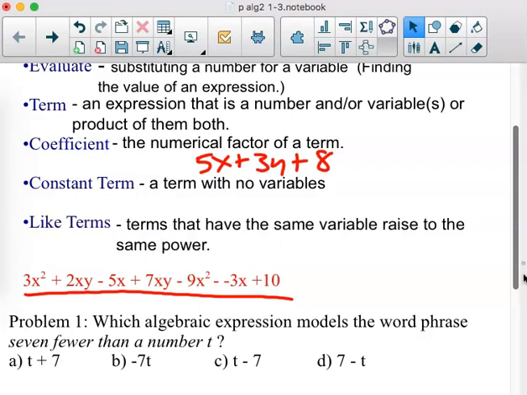Like terms are terms that have the same variable raised to exactly the same power. Now, we probably should put same variables, because as you see in what we have in the red here, it is possible that you can have 2 or more variables on each of these. So 3x squared plus 2xy minus 5x plus 7xy minus 9x squared minus a negative 3x plus 10.